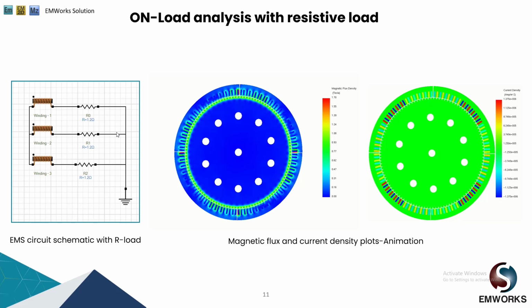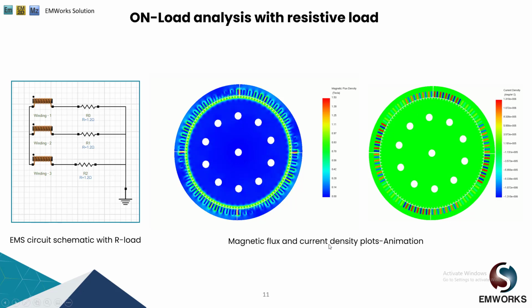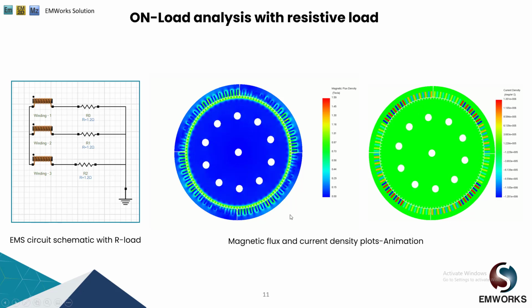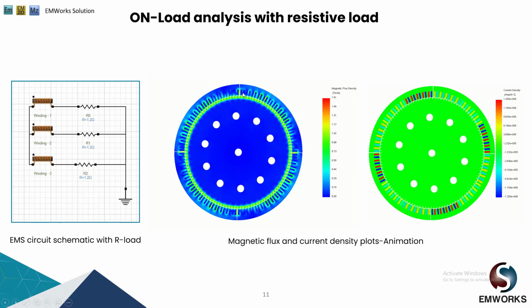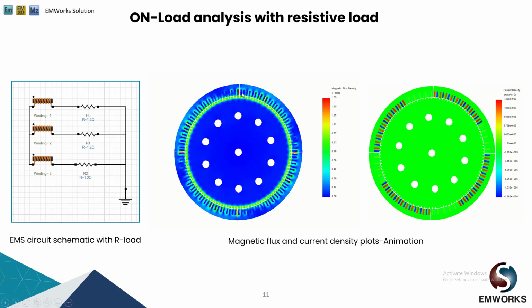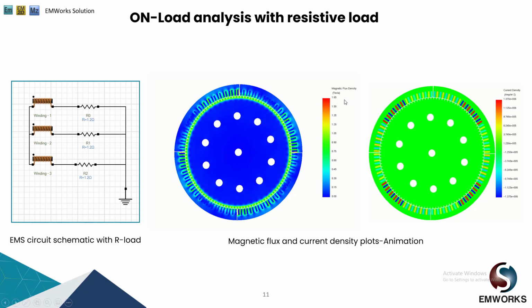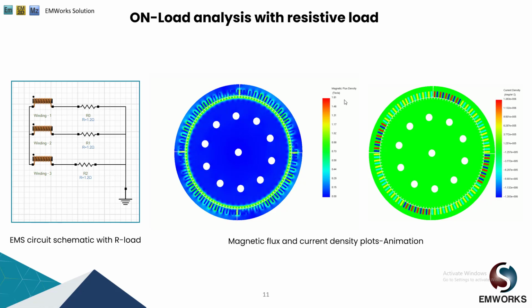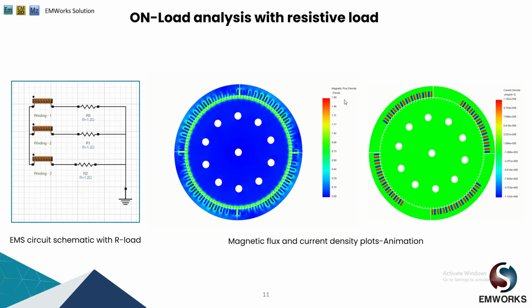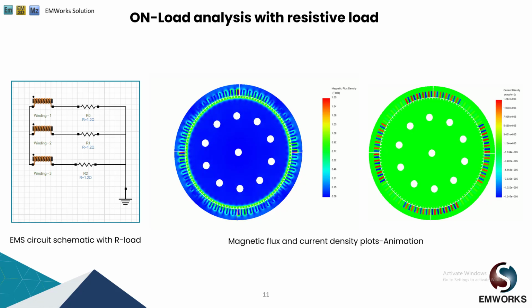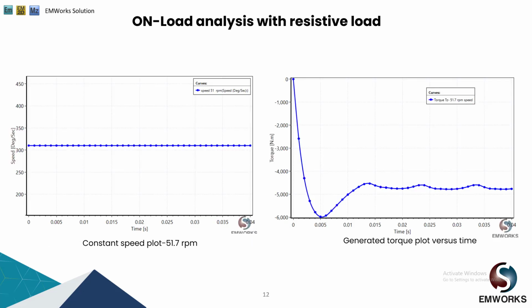in star connection fashion. And we can also obtain the magnetic flux and current density plots using the software as shown here. The maximum flux density in our generator design is close to 1.5 to 1.6 Tesla, and the current density is close to 1.3 ampere per meter square.